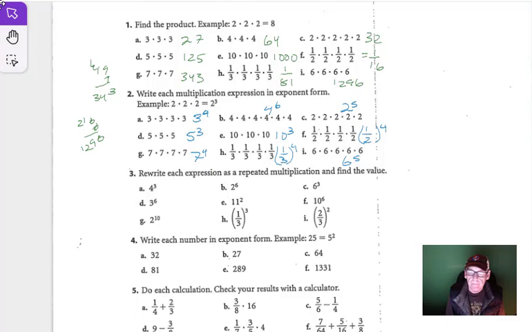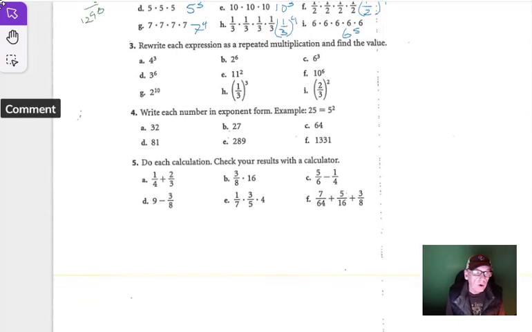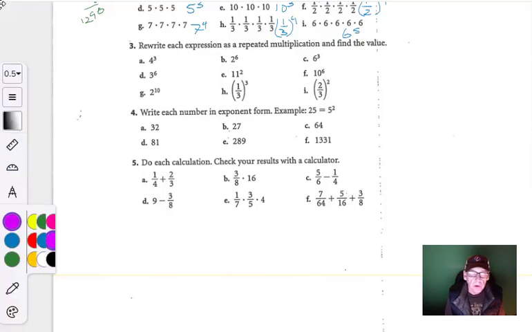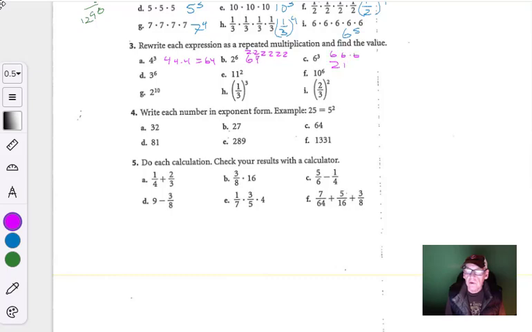Let's move up. Rewrite as a repeated multiplication. So this is 4 times 4 times 4. 4 times 4 is 16, times 4 gives us 64. 2 to the 6th, 2 to the 5th is 32, so 2 to the 6th is going to be 64. It means 2 times 2 times 2 times 2 times 2 times 2. This means 6 times 6 times 6. That's going to be 36 times 6, which is 216.